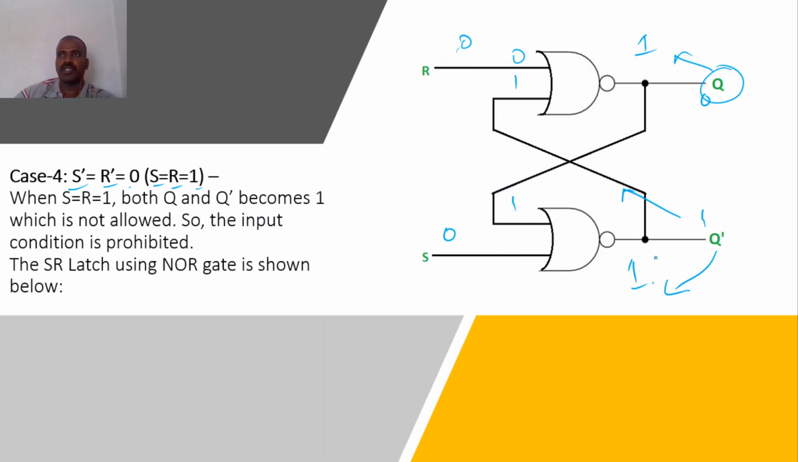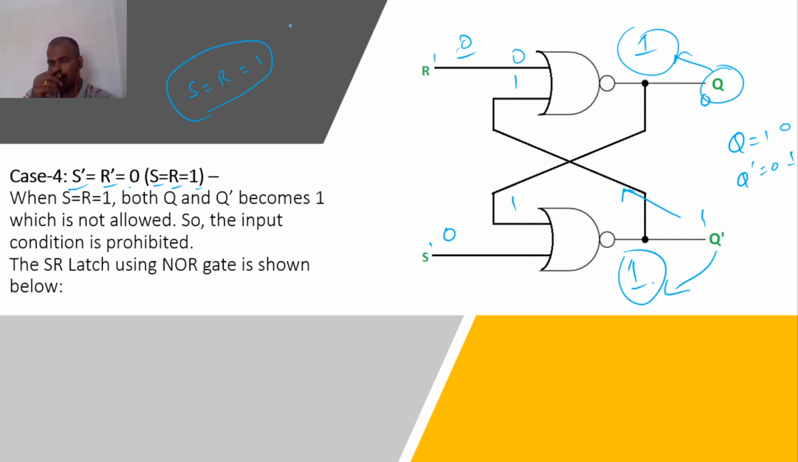So both are 1 1, which is not an allowable condition, because we know that Q is equal to 1 means definitely Q bar is equal to 0. Otherwise if this is 0, definitely this should be 1. So here the basic condition is not satisfied, hence S bar R bar is 0 0 is not allowable, otherwise a forbidden condition in SR latch. That means S is equal to R is equal to 1. This condition is not allowable in SR latch, because we are not getting the output, since both outputs are the same.